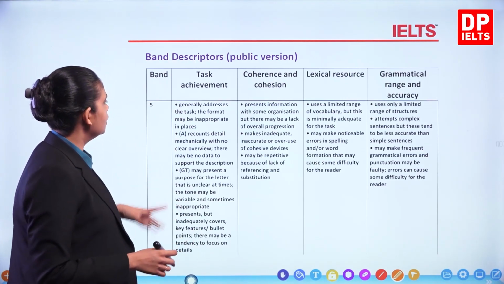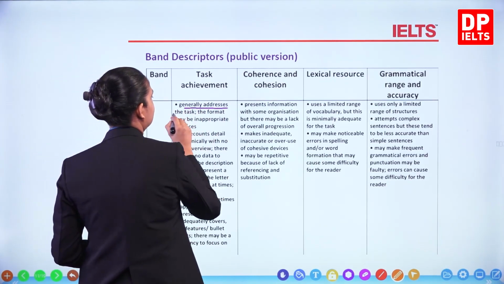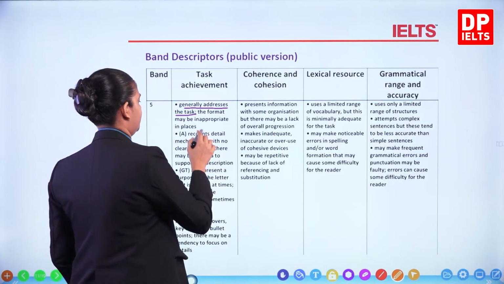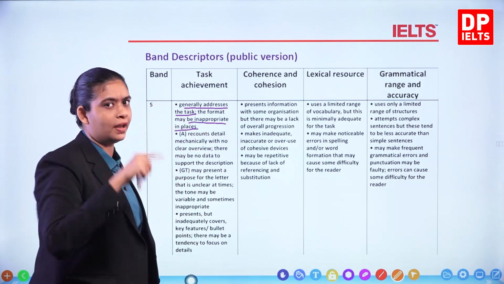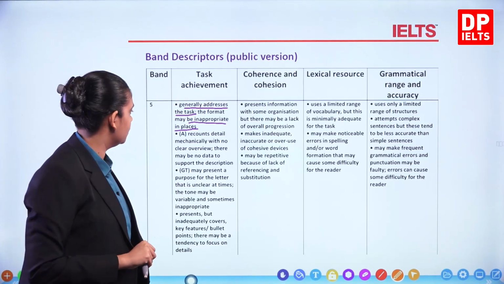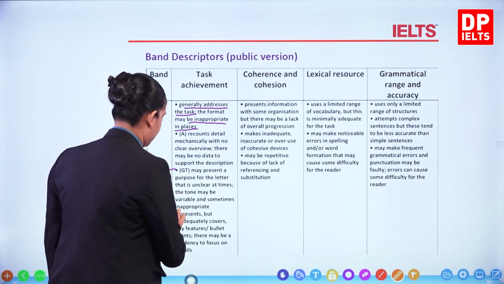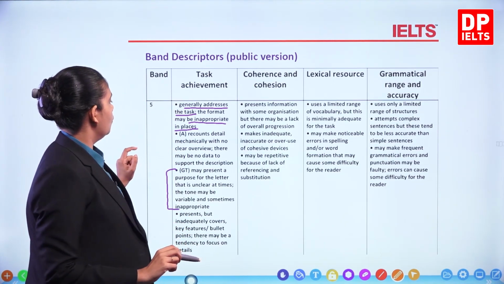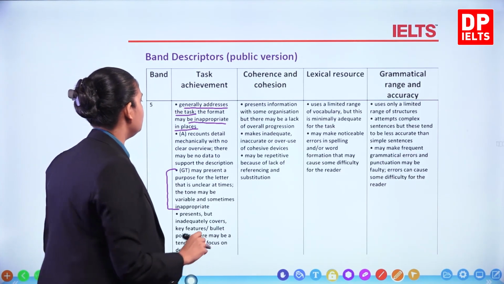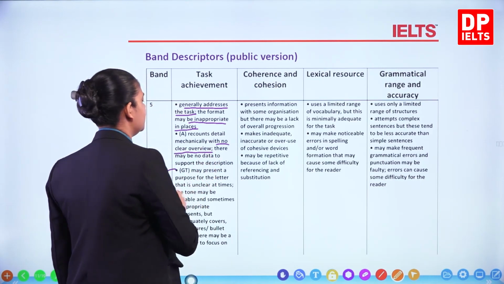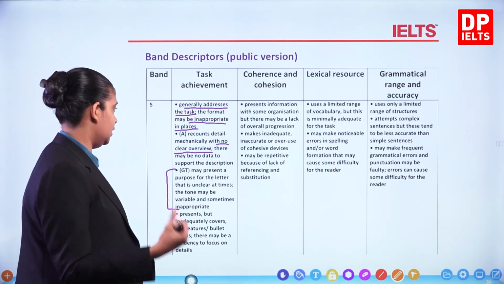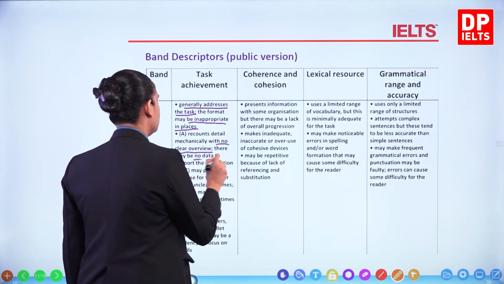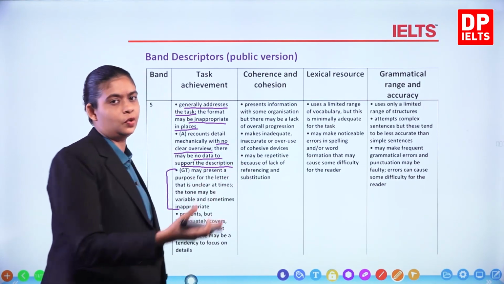Now, 5 generally addresses the task, right? And the format may be inappropriate. It's not very good, the format. Maybe you don't have the necessary structure. Now again, we don't need GT, but for A, which is academic, it recounts detail mechanically with no clear overview. So you do it, but it's very mechanical and you don't have a clear overview, or rather no proper overview, right? And sometimes you don't even have data to support what you're saying.